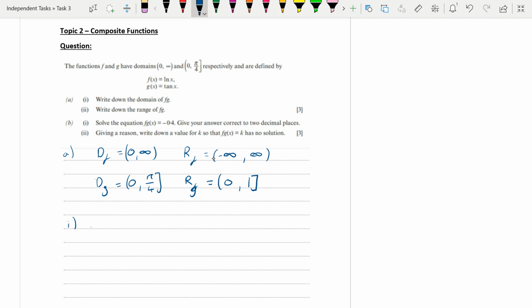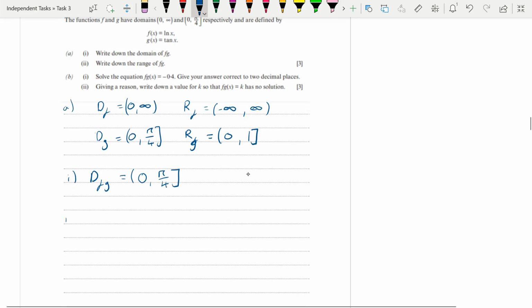Write down the domain of f of g. To do my domain, I mostly look at this last term here, so g. My domain of g is 0 to pi by 4. And all I'm going to do is check that the range of g fits into the domain of f, and it does. So that means I can just use the domain of g in this case, 0 to pi by 4. I don't need to restrict it in any way.